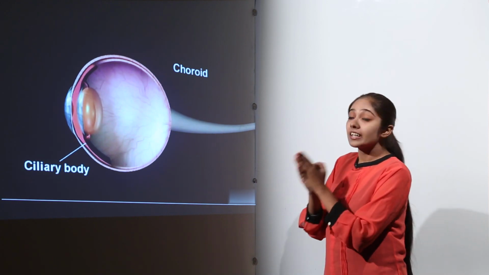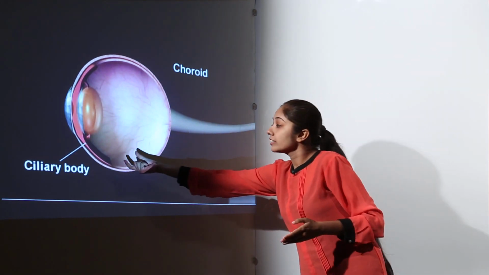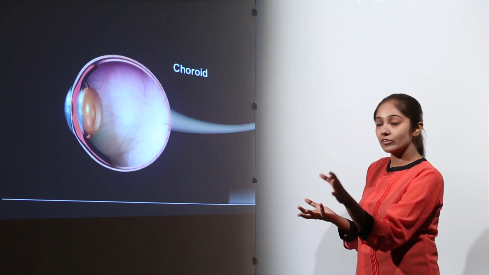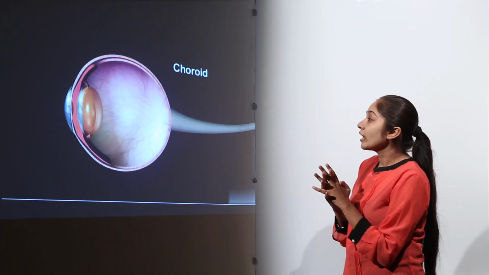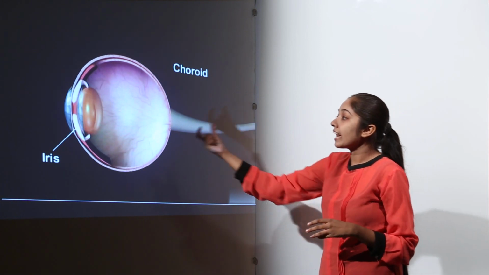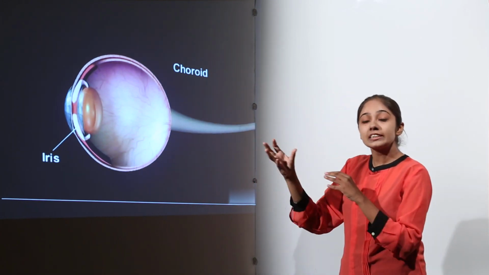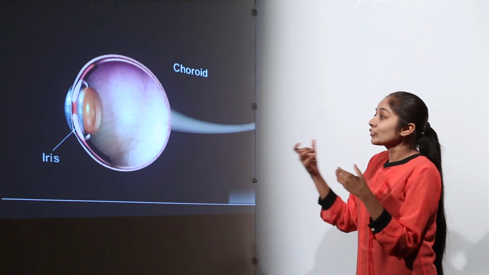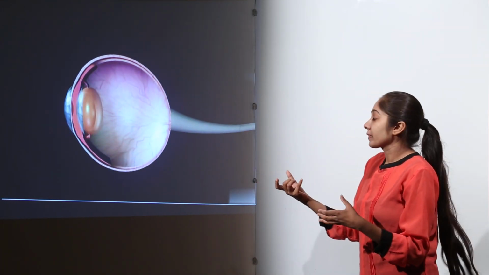We have suspensory ligaments also here on the ciliary body, which is composed of ciliary muscles and suspensory ligaments. Then we also have one important part of the choroid, that is the iris. This iris actually adjusts the size of the pupil. This is also known as the color diaphragm.